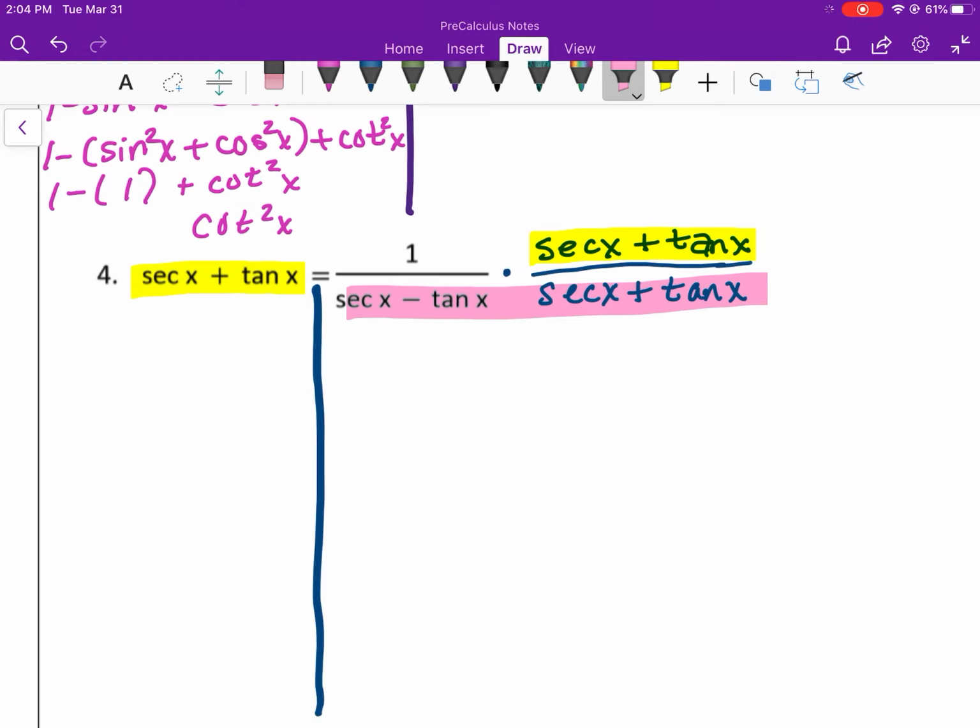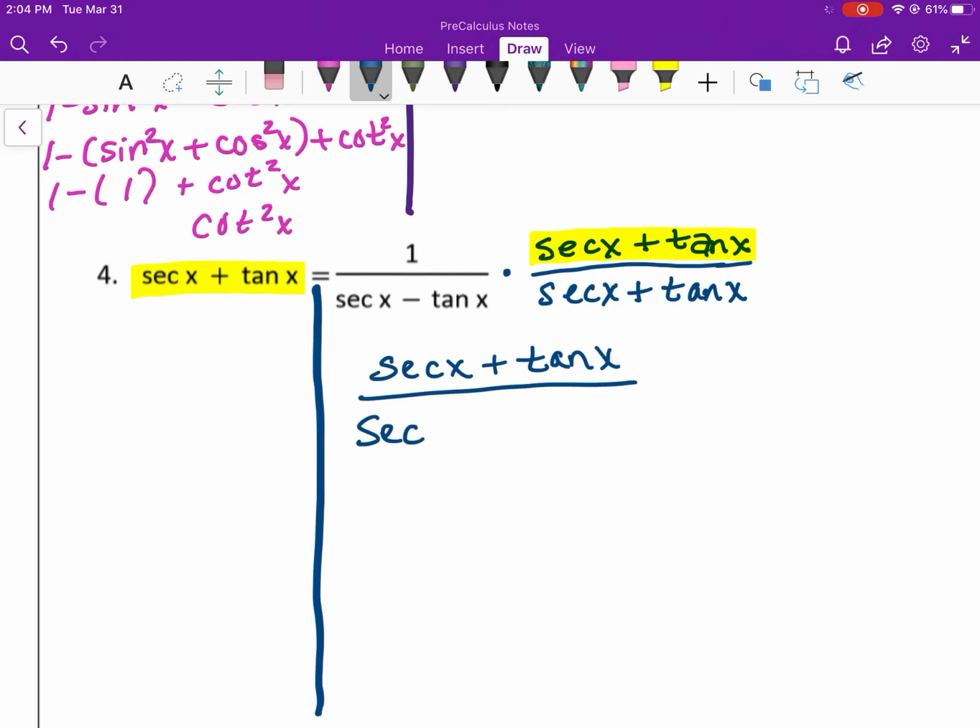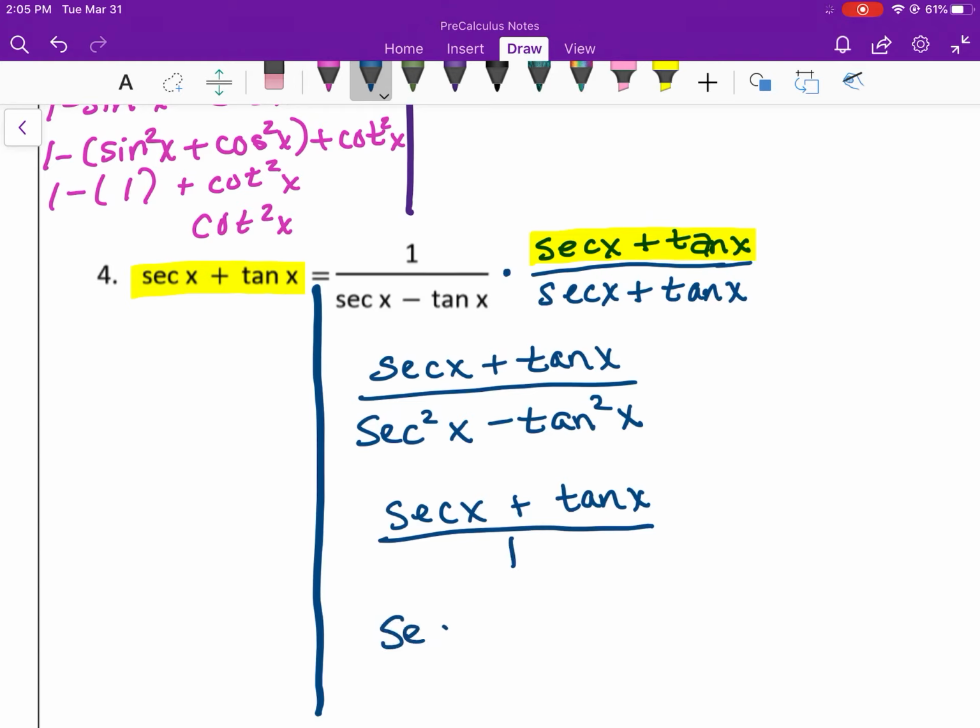So here's what we're going to do. We're going to go ahead and FOIL at the bottom. And what is secant squared x minus tangent squared x? I believe it's 1. And so we've just taken care of our identity. All right, so using a conjugate is a good way to get you out of a bind.